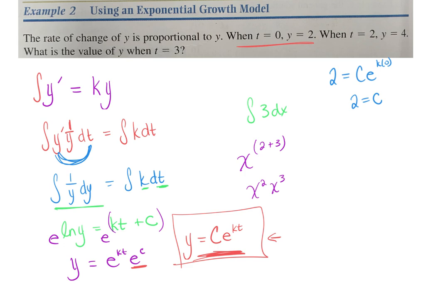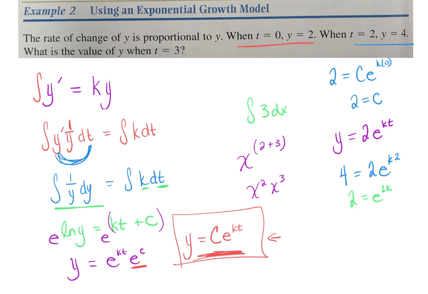So I now know my c. So now my formula is a little more specific, right? Y equals 2e to the kt, right? I know that much. They've given me a second one. When t is 2, y is 4. All right, so now I'm going to use this to solve for k, right? So y is 4, 2e to the k times 2. All right, well, I need to solve. So divide by 2. So I have 2 equals e to the 2k.